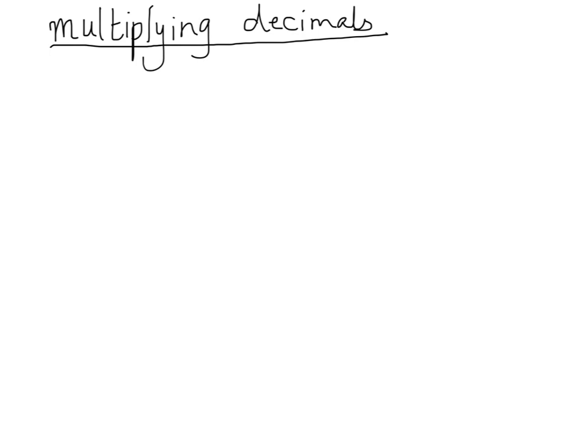Okay, moving on to more complex numbers. For example, if we've got 3.2 times 1.4. The first thing that you do is you copy the numbers down into a column method without the decimal point. So 3.2 becomes 32 and 1.4 becomes 14. And you multiply the numbers together.